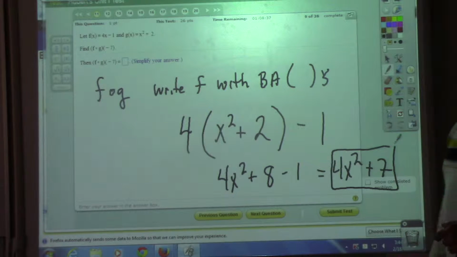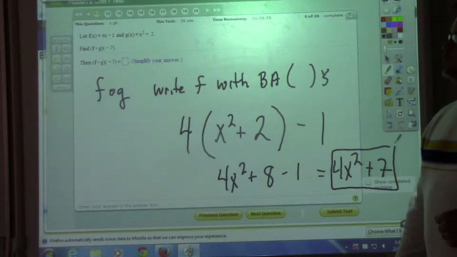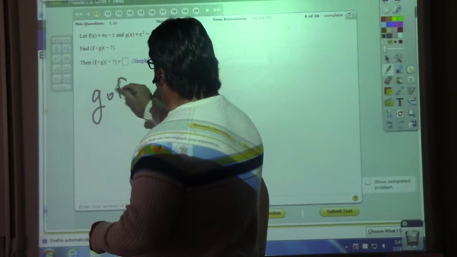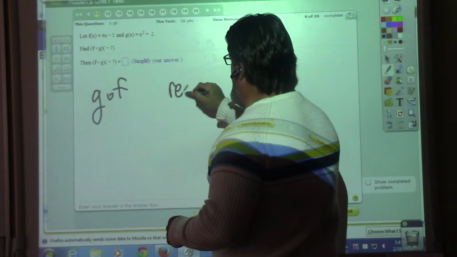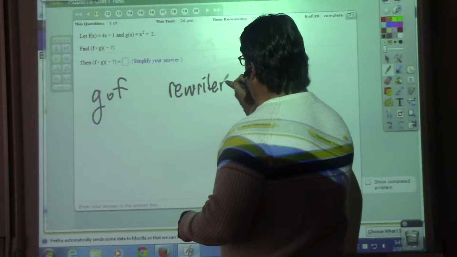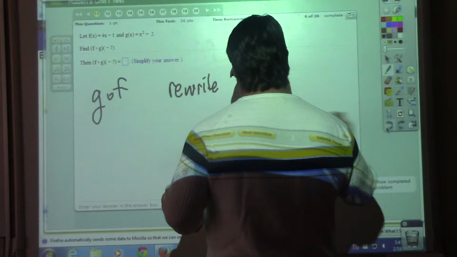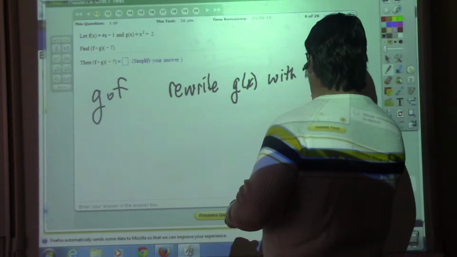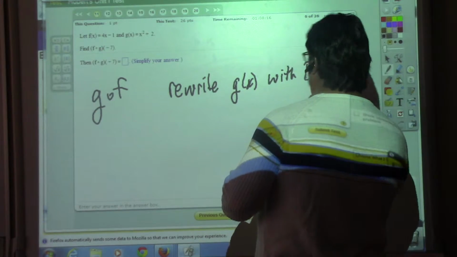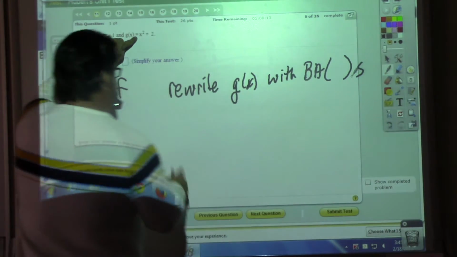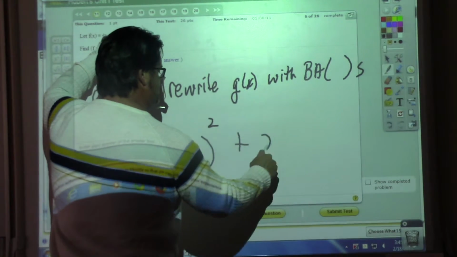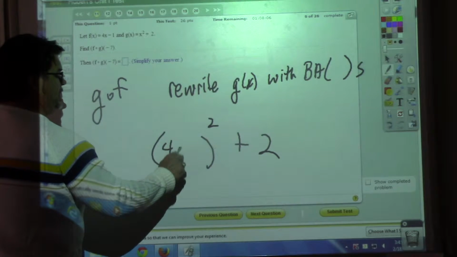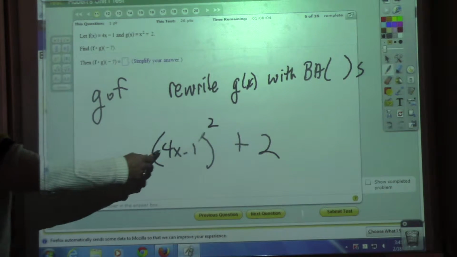What would G composed of F be? G composed of F means that you're going to rewrite G of X with big parentheses. So parentheses squared plus 2, and what goes in here? 4x minus 1.